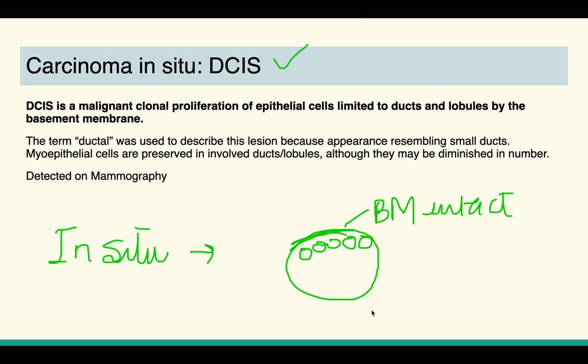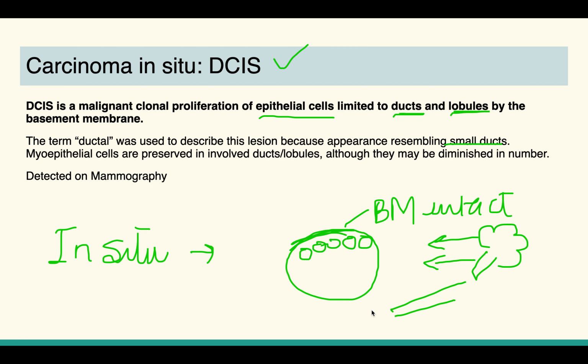Ductal carcinoma in situ is a malignant proliferation of epithelial cells. These epithelial cells can originate from ducts as well as lobules. So why is the name ductal carcinoma in situ given? Because when they proliferate, they resemble small ducts. You have your ducts and then you have your lobules. These can arise from both ducts and lobules, but if they resemble small ducts, they will be called ductal carcinoma in situ.